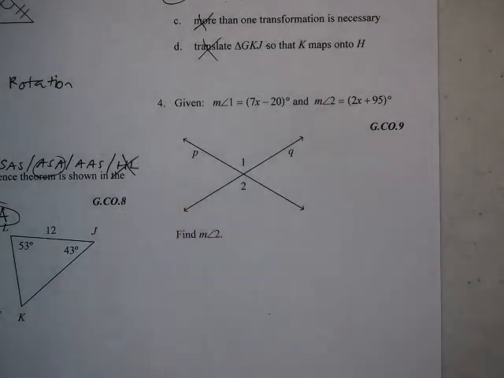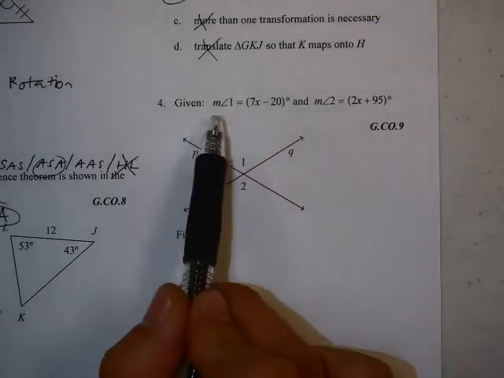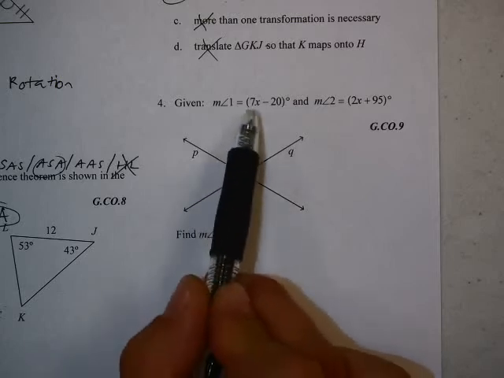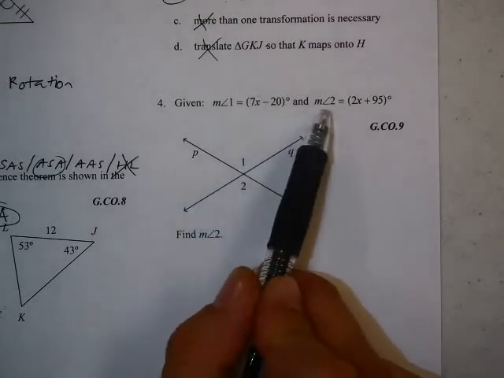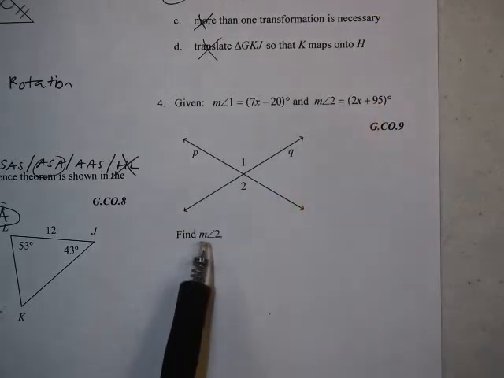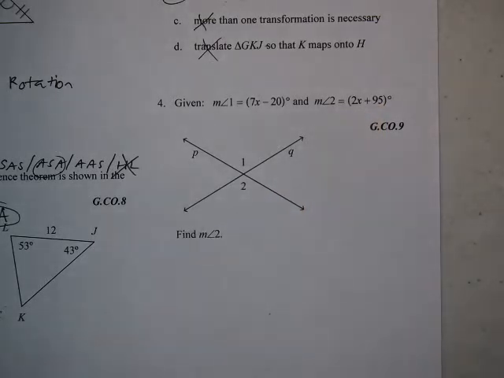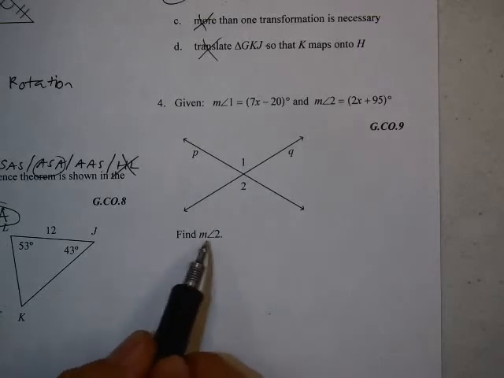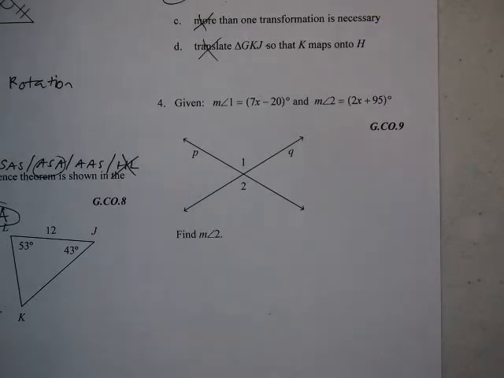So if we look at number 4, given measure of angle 1 equals 7x minus 20, and measure of angle 2 equals 2x plus 95. Find the measure of angle 2. Now remember that whenever they say find anything other than x, typically you're going to have to solve for x and then you have to plug it back in.